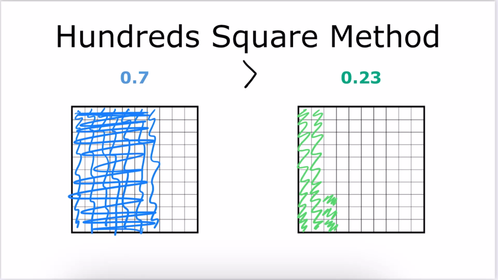And this is counterintuitive to what some of your students will think initially, because they'll just look at the digits and they'll say like, oh, 23 is bigger than 7. But it's important to remind them that this is referring to 23 hundredths versus this one is referring to 7 tenths. And tenths are bigger than hundredths, and so 7 tenths is greater than 23 hundredths.